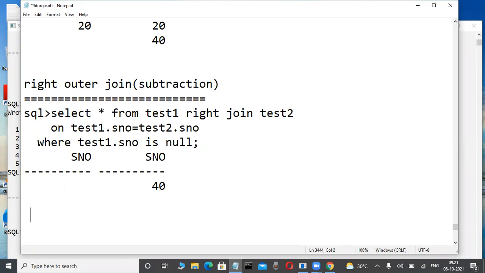Finished right outer join. Full outer join, right. Full outer join subtraction is only different by the OR operator.